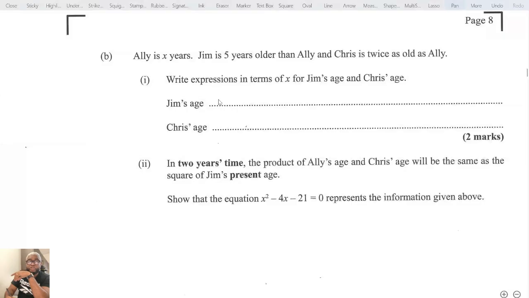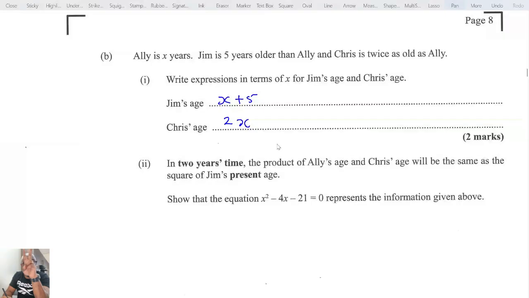So there we go. Jim. How old is Jim? 15. You get 15 from his X plus 5, right? Ali is X. Jim is 5 years older than Ali. So it'll simply be X plus 5. Cool? We go into Chris now. Chris is twice as old as Ali. So what will Chris's age be? 2x. Simple.